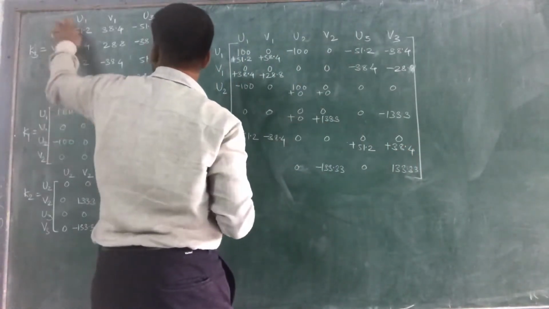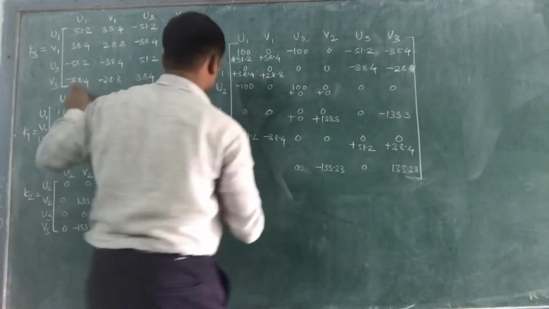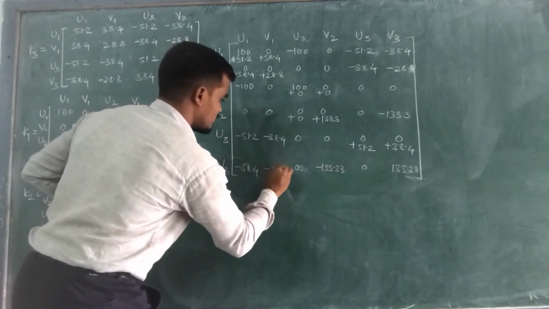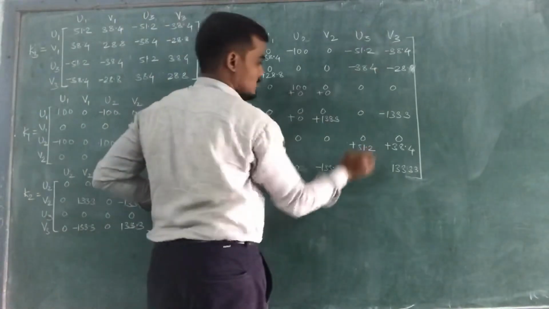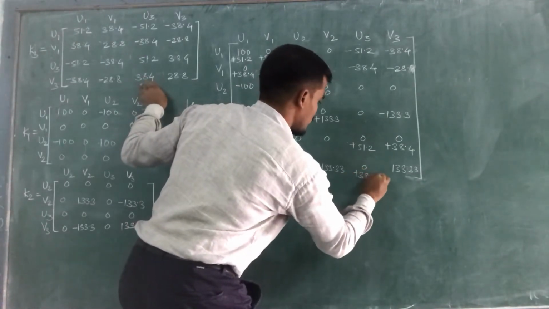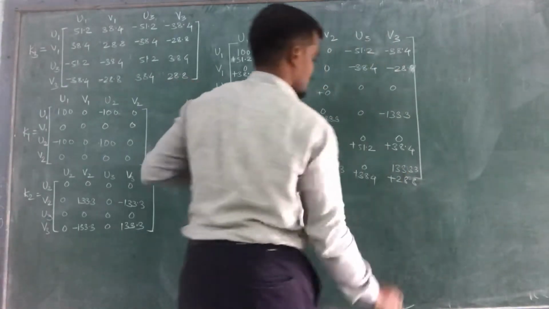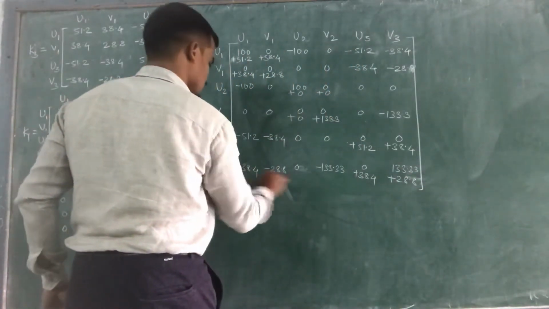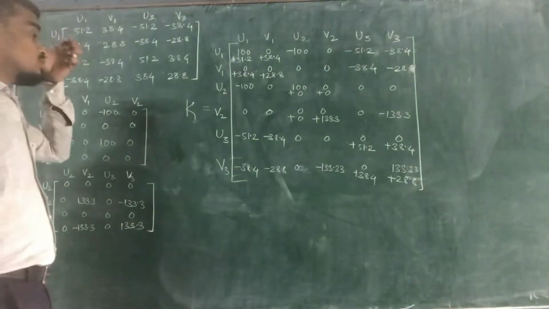Then V3 row, U1 column: these are the first two positions, minus 38.4, minus 38.4, and minus 28.8, minus 28.8. Then next, V3 row, U3 column: 38.4 plus 38.4 and plus 28.8 plus 28.8. In this way, you can map elemental stiffness matrices over the global stiffness matrix. In this way, you will get the global stiffness matrix.